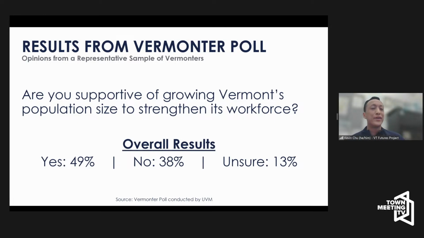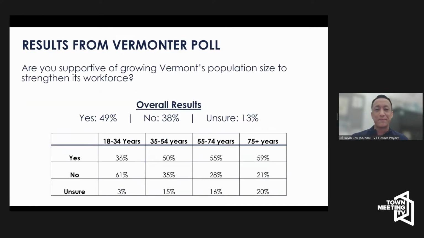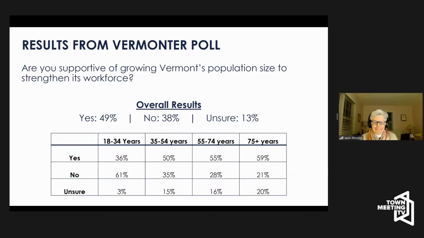But what I found really interesting is when I started digging into this by age. So I'll be totally transparent. I went into this with my own bias. I thought that younger Vermonters would be more open to the idea of population growth, of new people coming here from other places, but it was the exact opposite. So the youngest respondents said no at the highest rate, and yes responses increased with each age cohort.